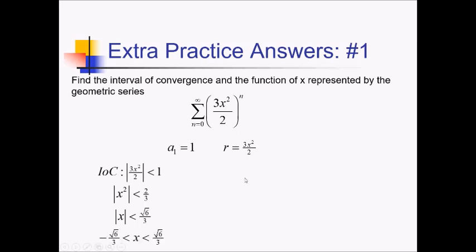To turn this into a function, I'm going to use my infinite geometric sum formula. That was s equals a1 over 1 minus r. In this case, a1 is 1, and r is 3x squared over 2. So here's a1 over 1 minus r in this situation. And I'm going to simplify this fraction. I can treat this 1 as a 2 over 2. So this is really 1 over 2 minus 3x squared, all over 2. And then if I multiply by the reciprocal, I can rewrite this as 2 over 2 minus 3x squared.